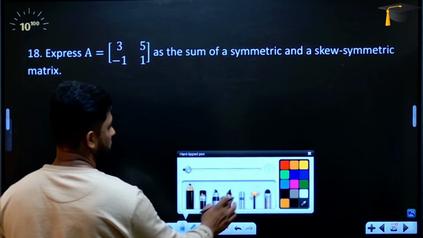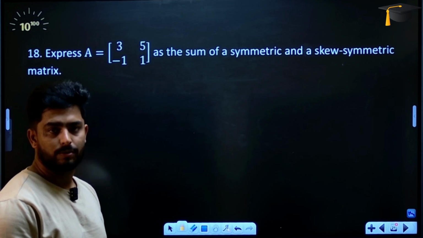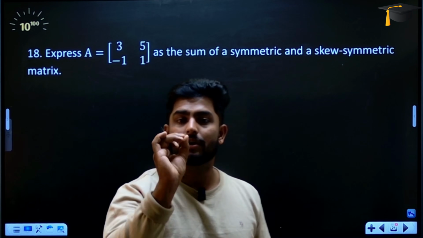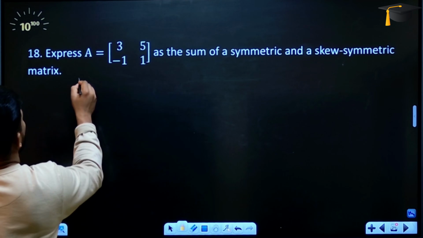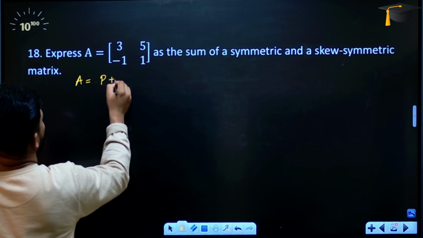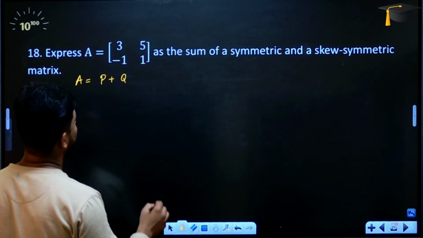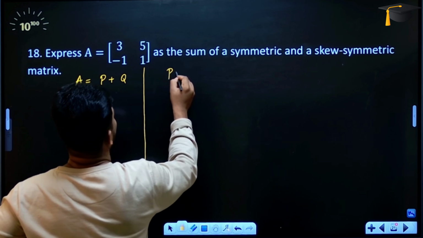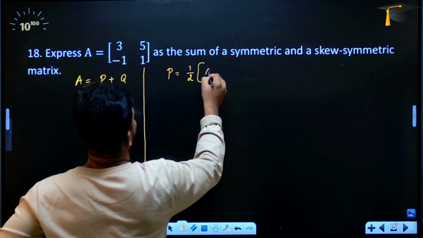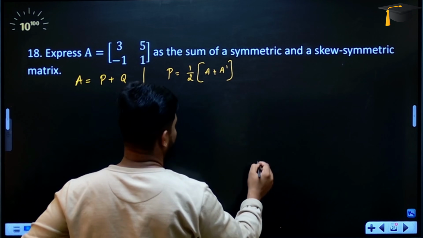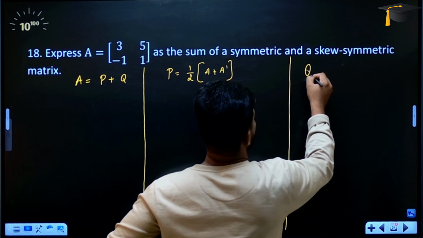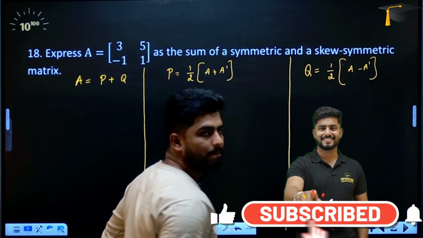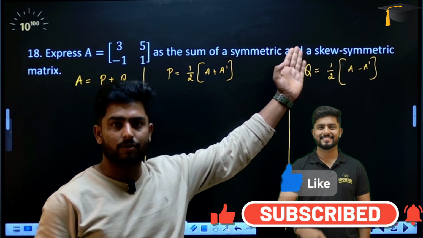Okay. Next, express the matrix as sum of symmetric and skew symmetric. Very simple. The final answer has to be this matrix itself, right? So remember, you should not go wrong in this. So first thing is, you just have to consider A is equal to P plus Q. So this is the first part of the sum. Now, P is equal to half of A plus A dash, and Q is half of A minus A dash. So this is the formula.